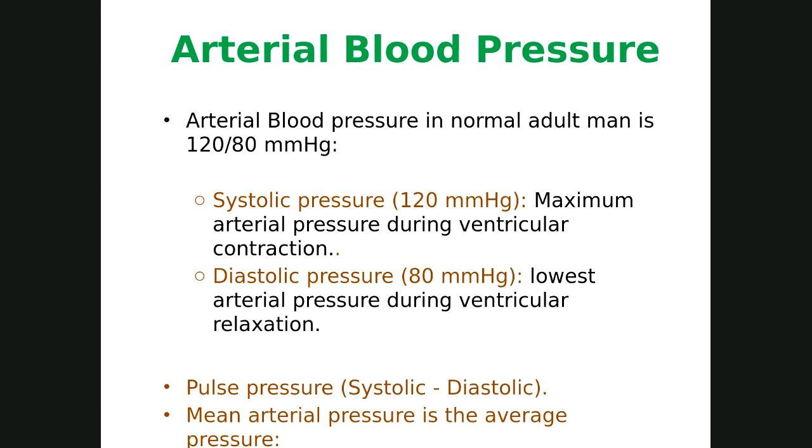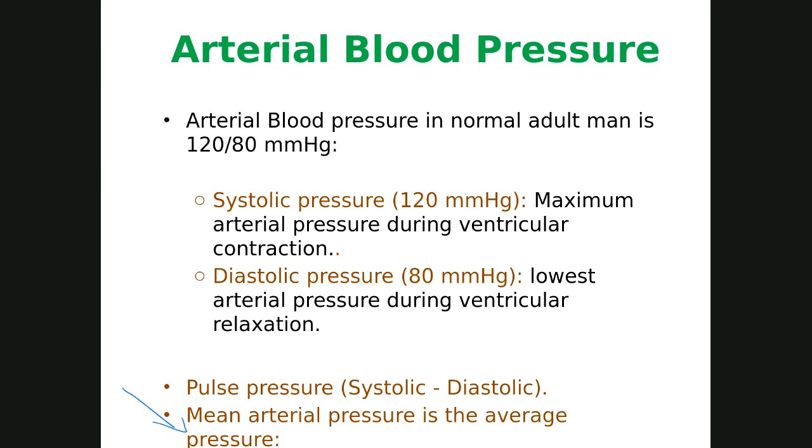The mean arterial blood pressure is one of the very important pressures that determines the amount of blood flowing through each organ. It is the perfusion pressure, the determinant pressure which decides how much blood should go through an organ. So the mean arterial pressure is very important.